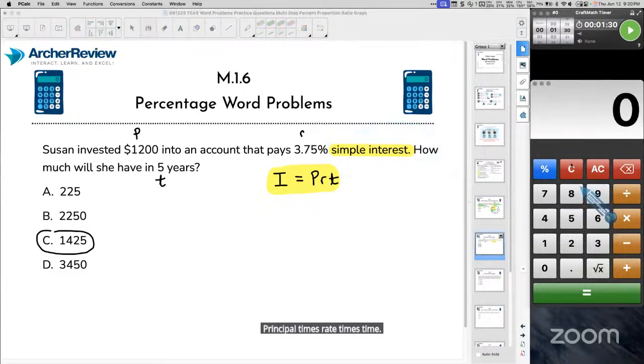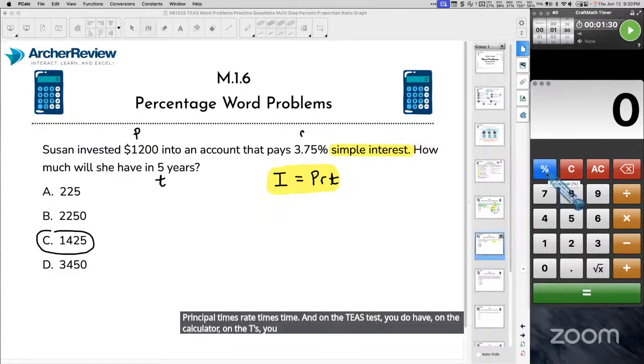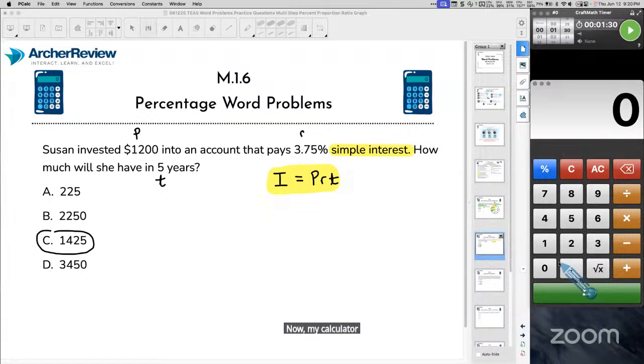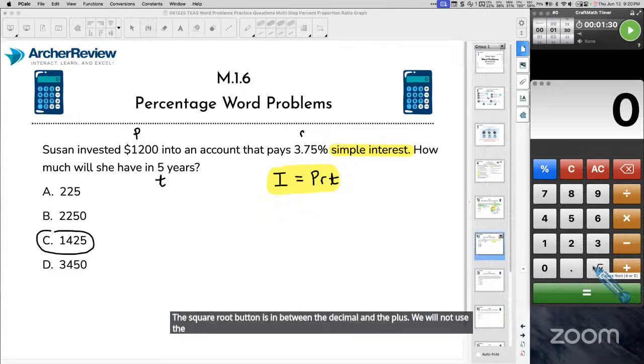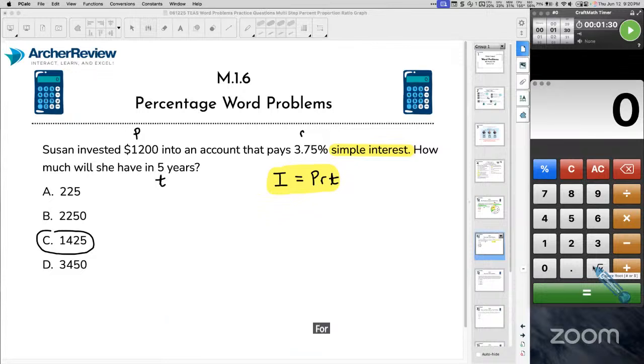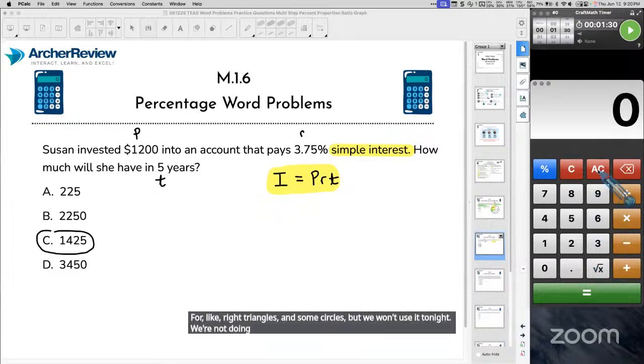And on the TEAS test, you do have on the calculator a percent button. Now, my calculator over here, the button layout is identical. The colors are a little bit different, but it's worth mentioning the percent key on the TEAS is in the top left corner, just like that one. The square root button is in between the decimal and the plus. We will not use the square root button tonight, but it is used for like right triangles and some circles, but we won't use it tonight. We're not doing word problems with square roots.